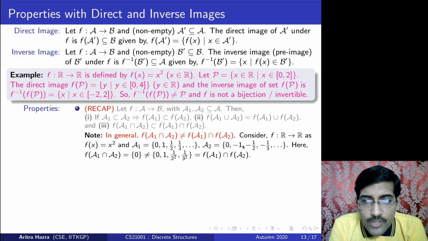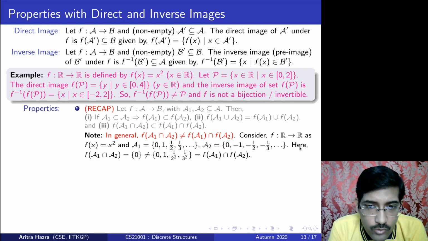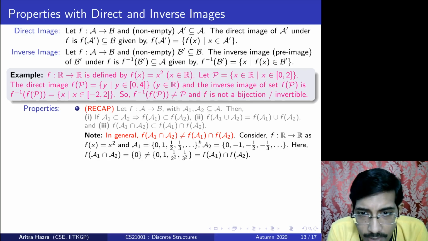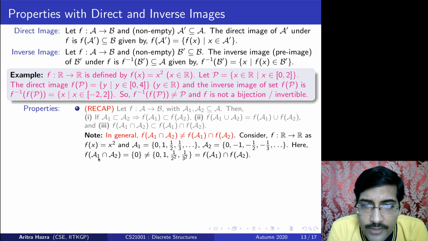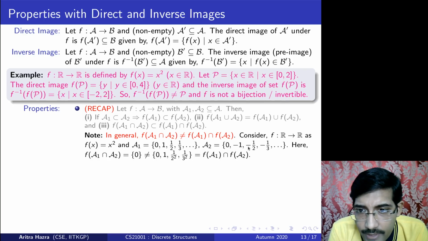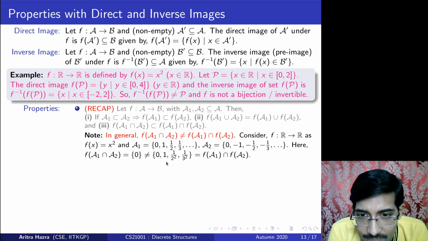I choose a2 as 0, minus 1, minus half, minus 1/3, and so on. Here, my a1 intersection a2 is only the element 0, right? So f of a1 intersection a2 is f of 0, which is the element 0, because 0 square is 0. Whereas if I see f a1 intersection f a2, what is f a1? It is 0, 1, 1 by 4, 1 by 9. What is f a2? It is 0, 1, again 1 by 4, 1 by 9, 1 by 16, and so on. So therefore this intersection is basically the same for these two sets. We get this one. So you can easily see that this is not equal to this one.